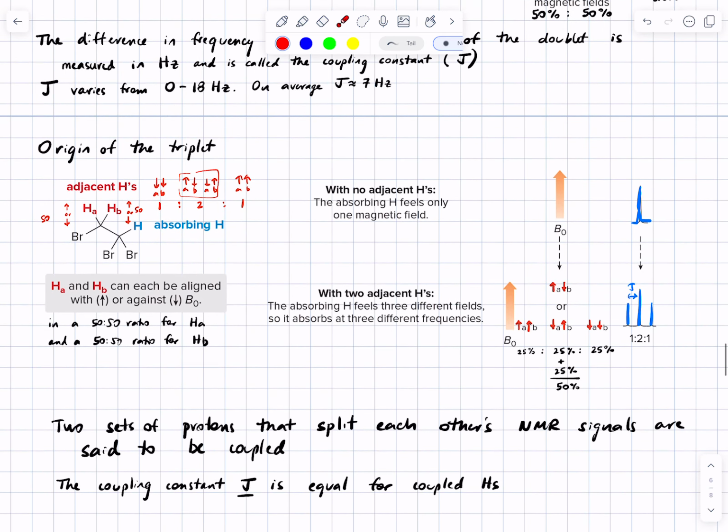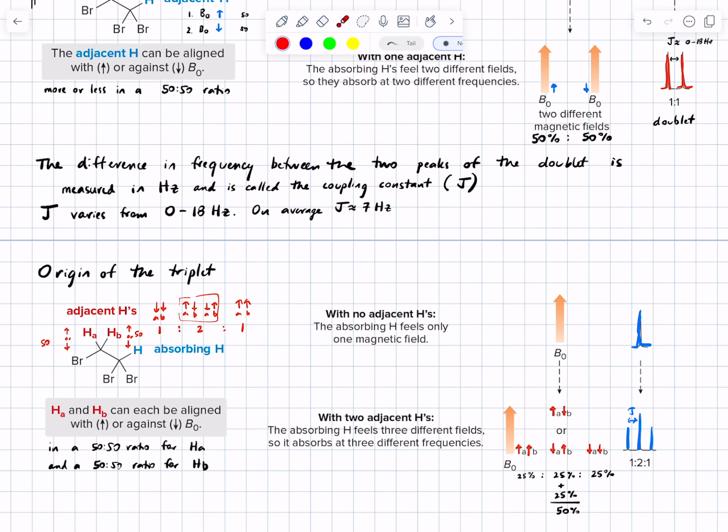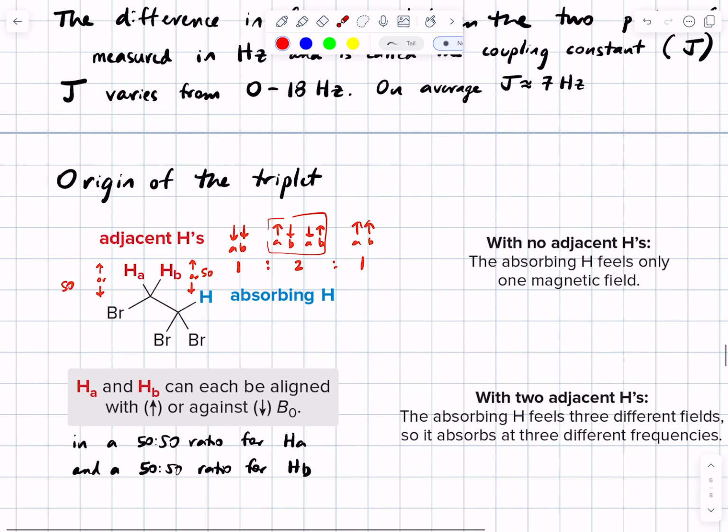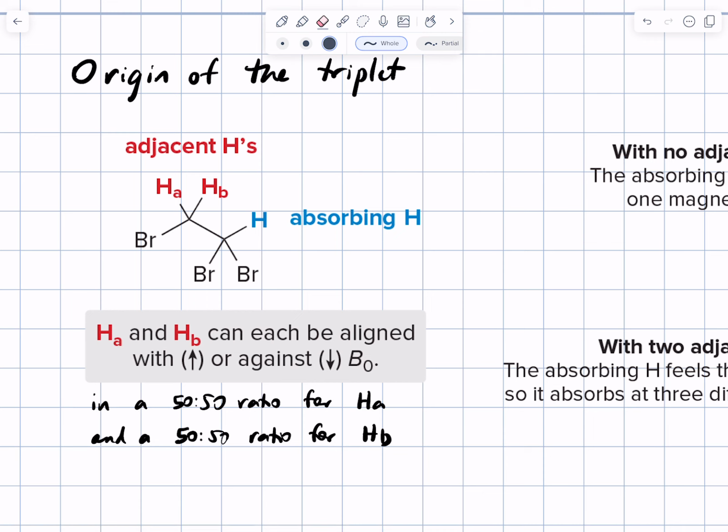Now let's talk briefly about the origin of the triplet. This one's just a little bit trickier. Before, from our perspective, we were the red proton. Now we're thinking about the origin of the triplet, so our perspective is going to be the blue proton. That will be the absorbing proton. The blue proton is adjacent to HA and HB. These are two identical enantiotopic protons.